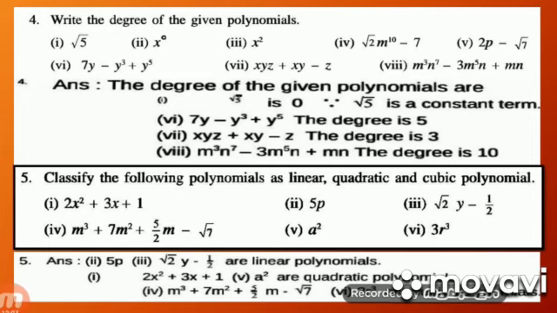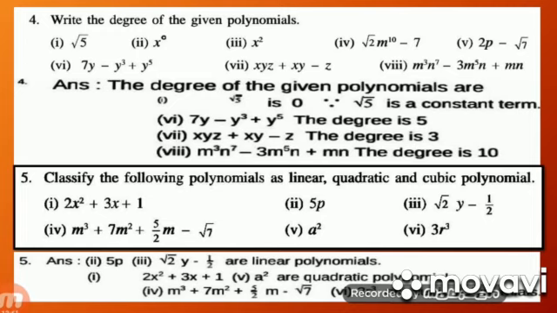The degree is 3. And in eighth, m cube n raised to 7 minus 3 m raised to 5 into n plus m into n. The degree is 10. Because in the first term, the power of m is 3 and the power of n is 7. So 3 plus 7 is equal to 10.